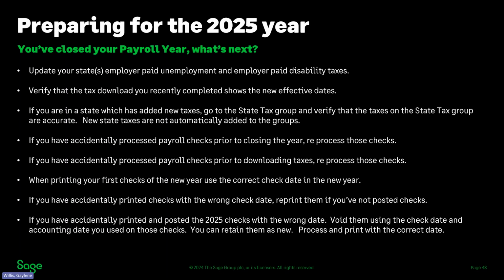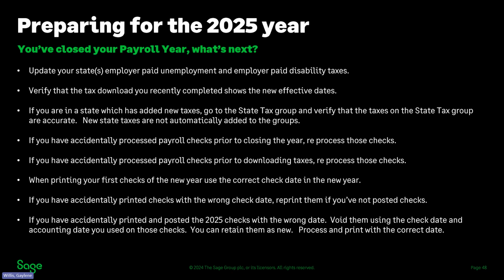Okay. If you print your first checks of the new year, make sure you're aware of that check date. So many of us are used to entering in a 2024 year. It becomes automatic. Your brain just does it automatically, right? So when it comes to printing those first checks of 2025, be aware of that. Make sure that check date is 2025.